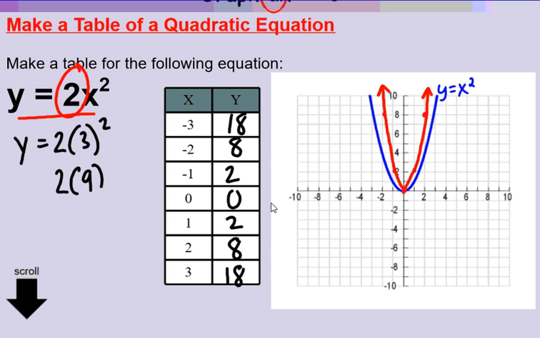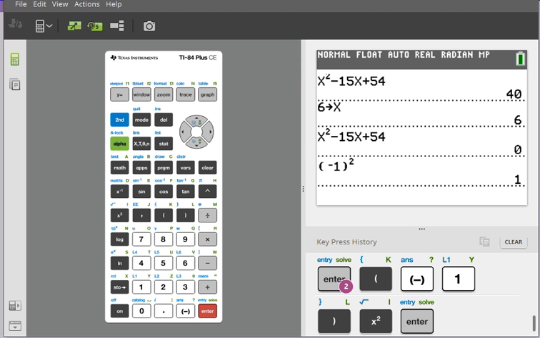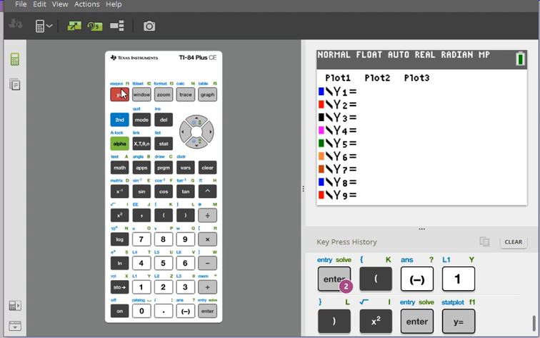I'm actually going to show you how you can use the calculator to make a table too. So have your calculator out and ready. If you went up to this y equals button, you've got to follow along with me because I'm not there to help you.